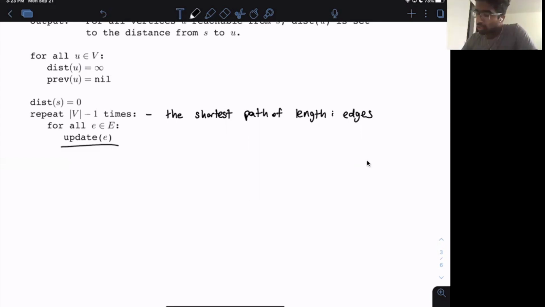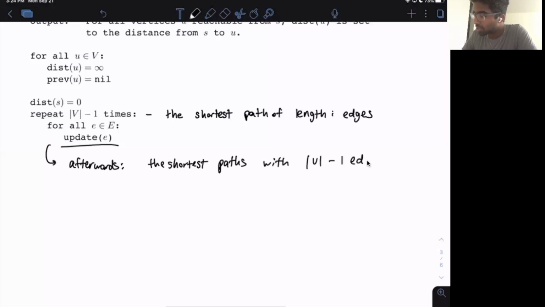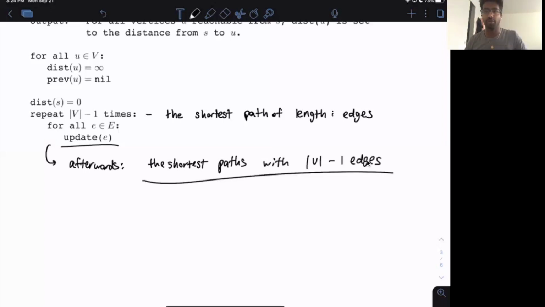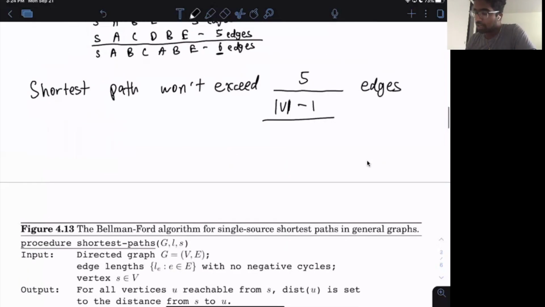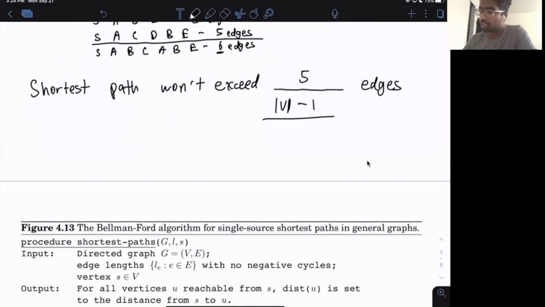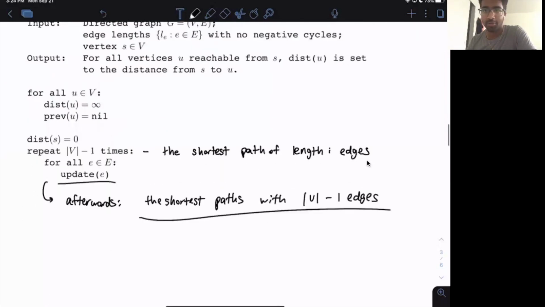So essentially at the end of this, afterwards, we'll have the shortest paths with v minus 1 edges. And so this basically confirms that we're done with the algorithm, right? Because as I said here, the shortest path won't exceed v minus 1 edges. So if we explore all the shortest paths with v minus 1 edges, we're guaranteed we've found the shortest path.